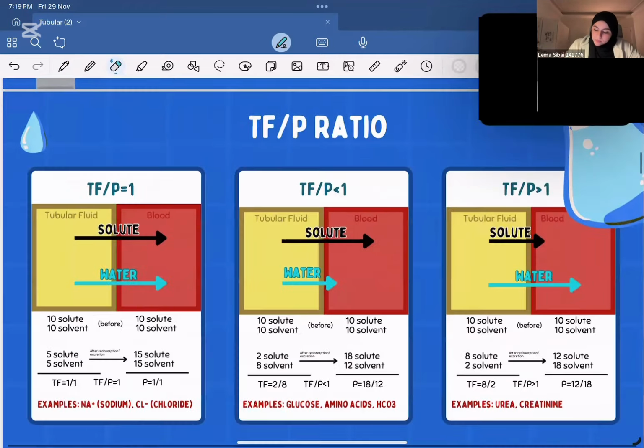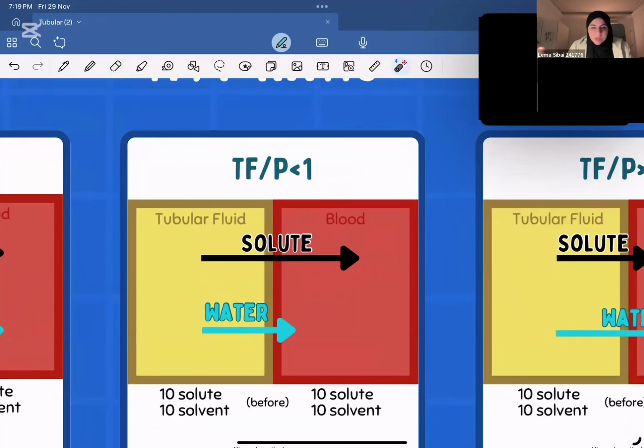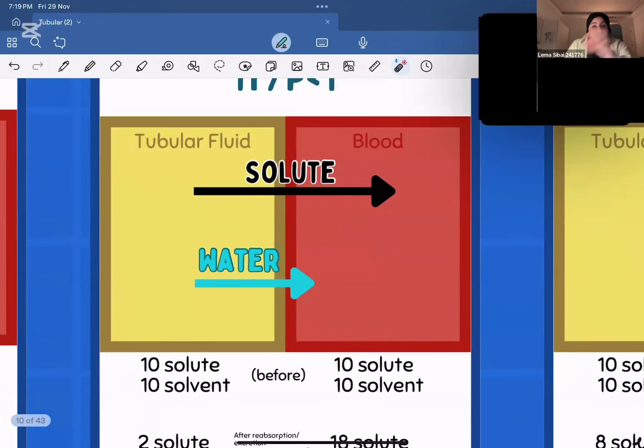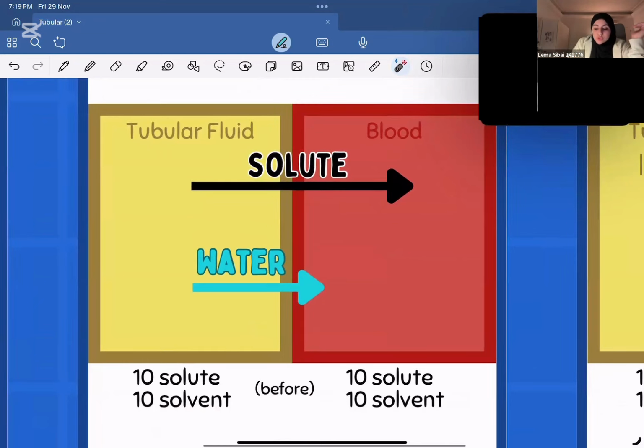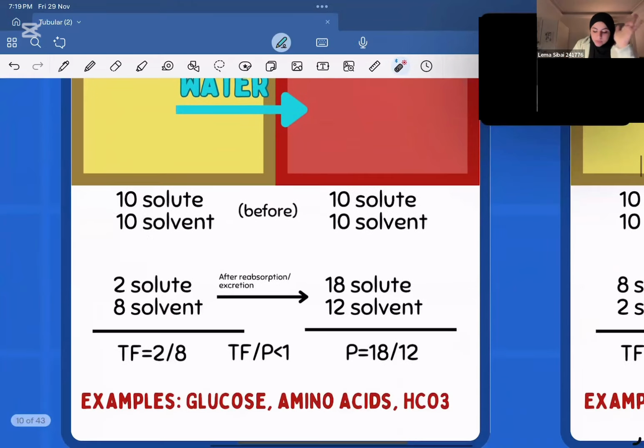Another example of this that we just mentioned was when the ratio is less than 1. When does this happen? We said that the previous one moves in proportion. However, in this one, the solute moves in a bigger proportion, like a bigger volume. It moves faster than water. Water isn't reabsorbed; it doesn't follow the solute in question. So in this specific example, solute is reabsorbed more than water. That's all that means.